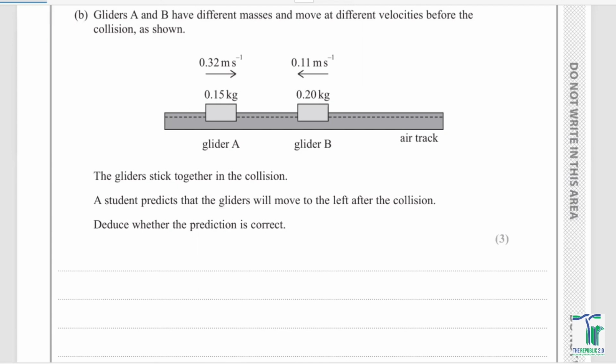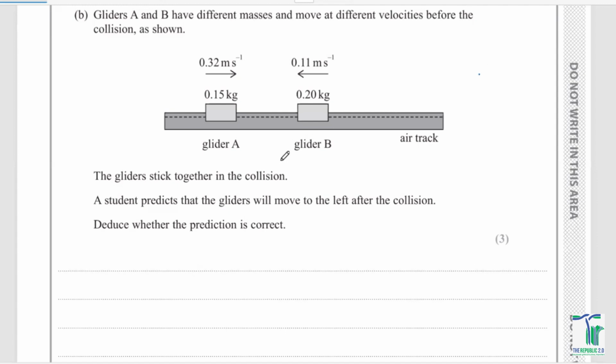Now, if you talk about this B part, we've got two gliders, 0.15 and 0.20 kilograms, and they are approaching each other with velocities of 0.32 and 0.11 meters per second. The gliders are going to stick in the collision, right? As they collide, they are just going to stick to each other. The student predicts that the glider will move to the left after the collision. So deduce whether the prediction is correct or not.